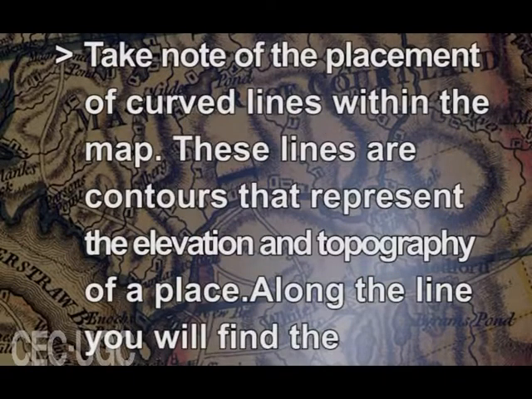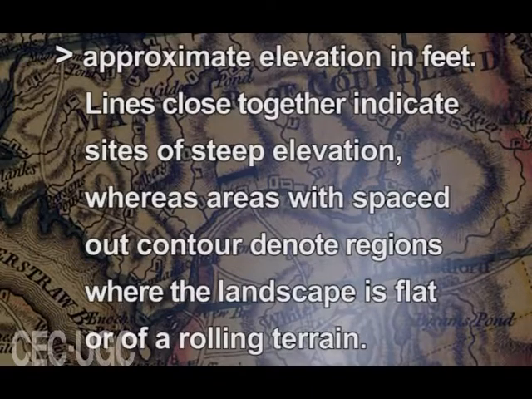Take note of the placement of curved lines within the map. These lines are contours that represent the elevation and topography of a place. Along the line, you will find the approximate elevation in feet. Lines close together indicate sites of steep elevation, whereas areas with spaced out contours denote regions where the landscape is flat or of a rolling terrain.